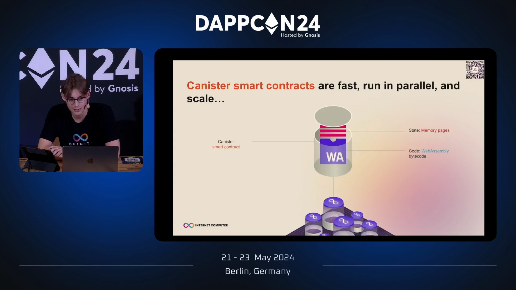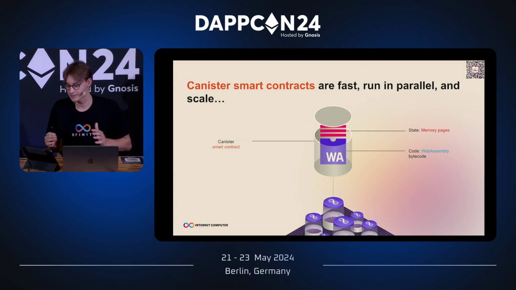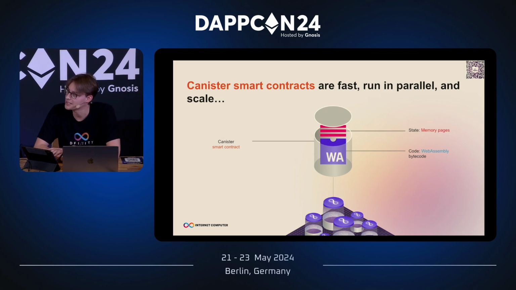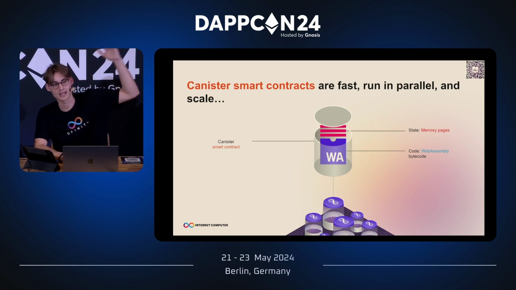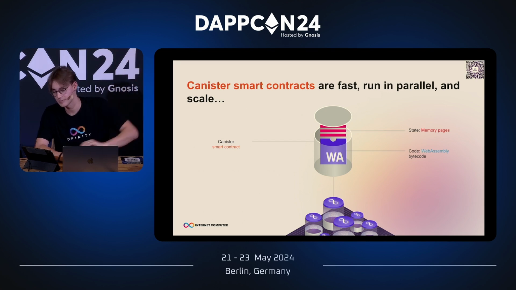So, with that out of the way, let's next talk about Canister smart contracts. Canisters combine code and state in one place. When you want to deploy a canister, you first have to compile that canister from a high-level programming language, like Rust, for example, into a WASM module. WebAssembly, or WASM, is a low-level and portable binary instruction format.